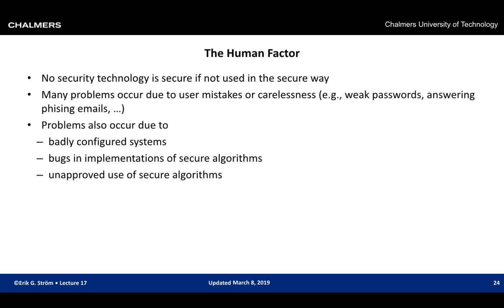Now, going back to reality here, in the sense of what the security problems are, and they are quite wide. There are technical solutions to doing this, but as you know, the problem is typically humans doing bad things. No security technology is secure if it's not used in a secure way. There are many ways to screw up unintentionally, but there are also many ways to fool users into doing bad things. You know, weak passwords, answering phishing emails, and so forth.